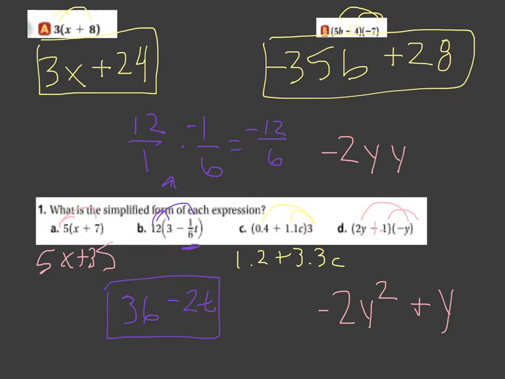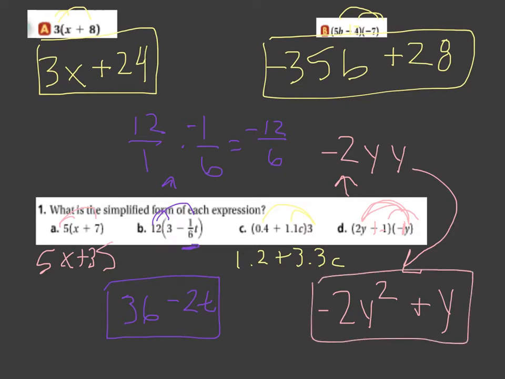C, it's just multiplying with decimals, which you can always do. And that was 1.2 plus 3.3c. And the last one, first I changed my subtraction to negative, and I have negative y times 2y. That would give me negative 2, because negative 1 would be right here, times 2 is negative 2, and that's y times y, which we write as y squared. And then negative 1y times a negative 1 gives me a positive y. And those would be my final answers.